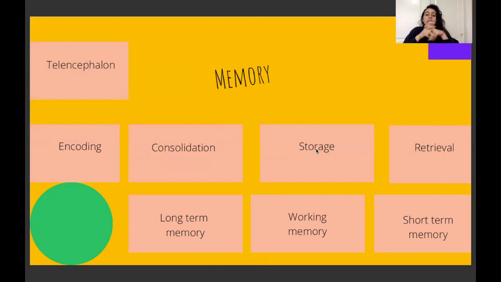Memory. We have a couple of key regions, key terms, etc. And I think that these are super fun. Telencephalon, encoding, consolidation, storage, retrieval, long-term memory, working memory, short-term memory. You should know what all of these terms really mean. If I tell you that someone has a problem with short-term memory, you should be able to think of a situation: what does that really mean?